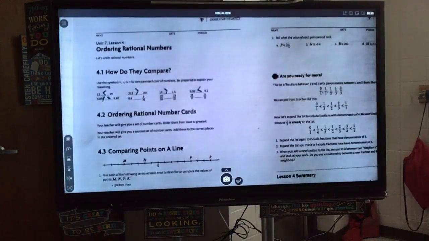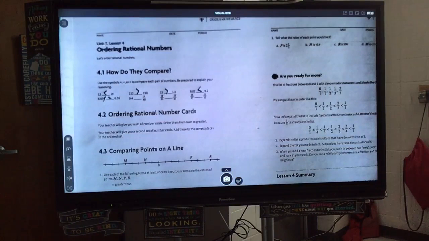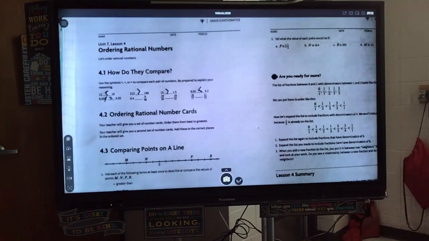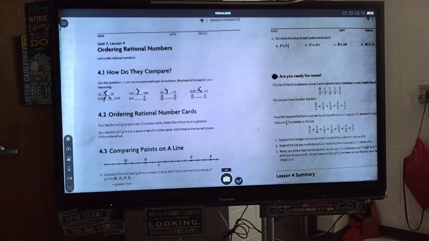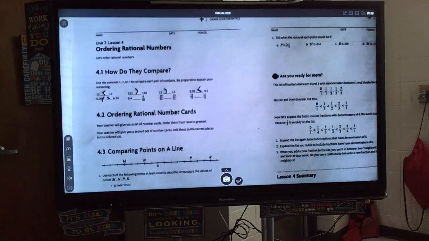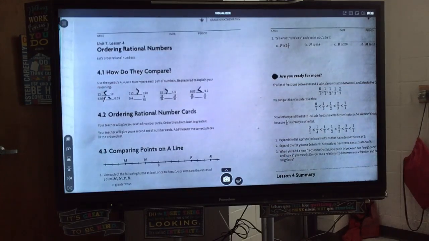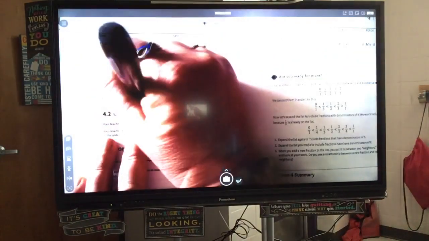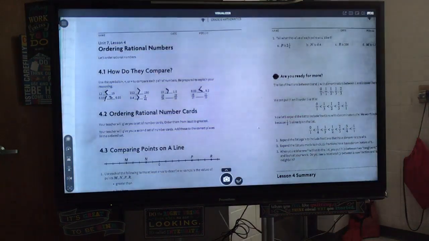Okay. What about 4 tenths and 9 and 40 tenths? What do we put for this one? Let's give it a go. Camden? 4 tenths greater than 9 and 40. Yep. Yep. All right. 940.